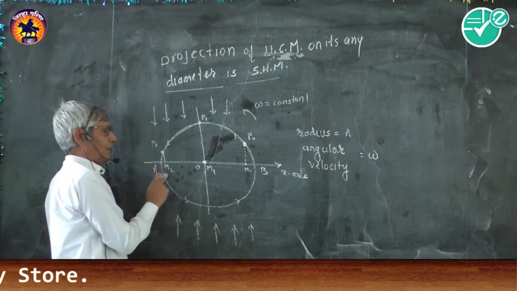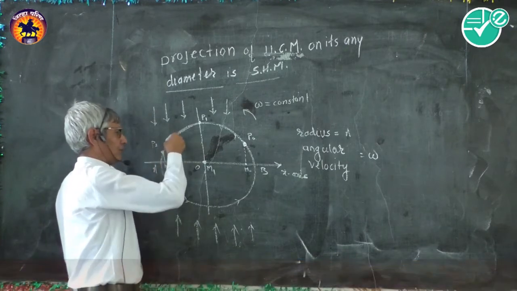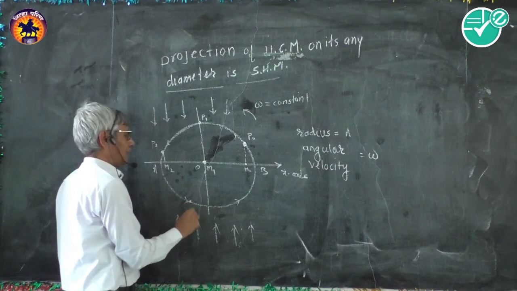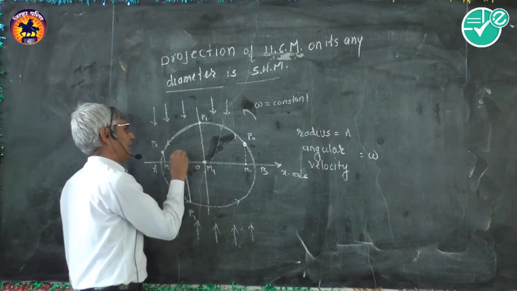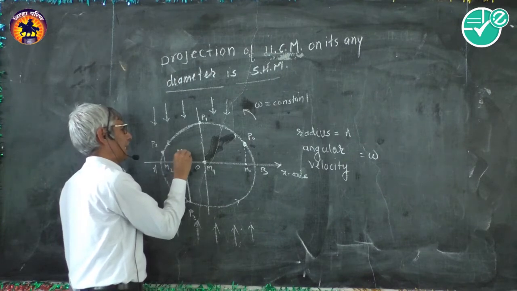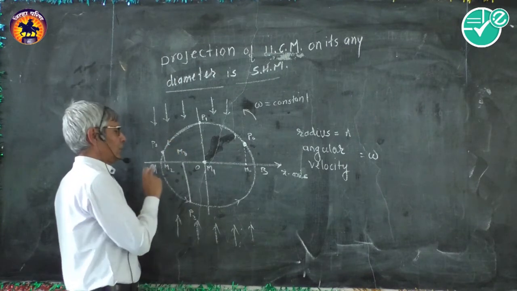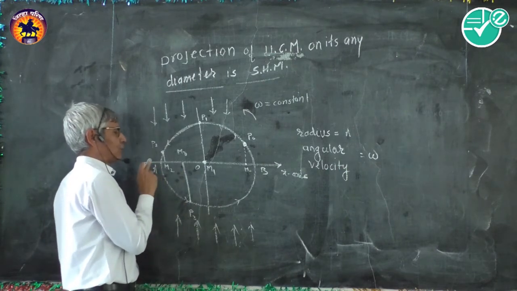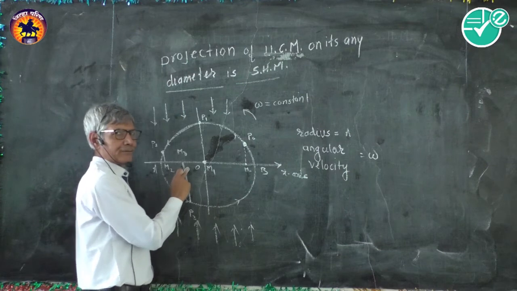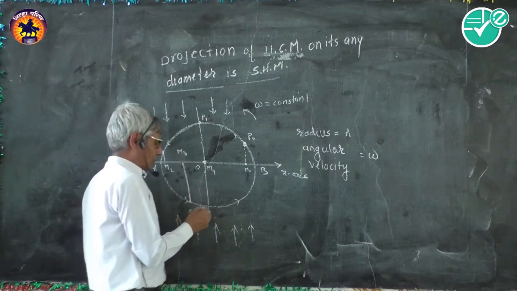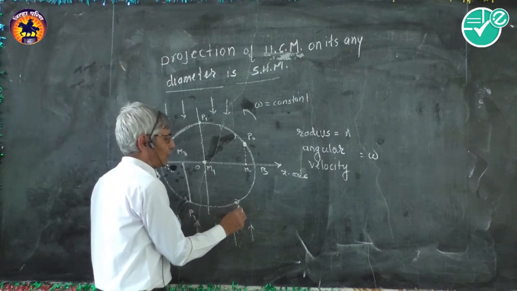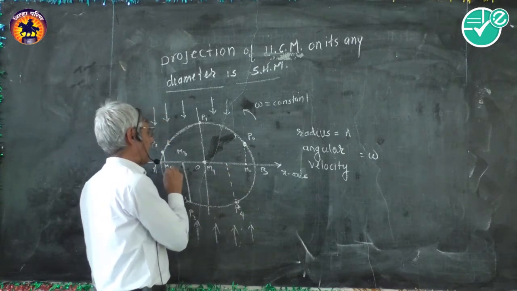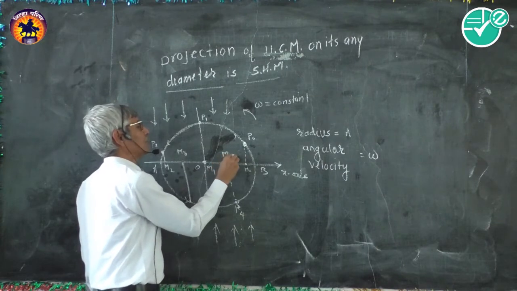When the particle in circular motion moves in the downward direction and takes position P3, then its projection on the diameter is say at point M3. So now the motion of the projection on the diameter is reversed. It has moved from point A to M3. If the particle moves from P3 to P4 along the circumference of the circle, the projection will move on the diameter from the point M3 to M4.